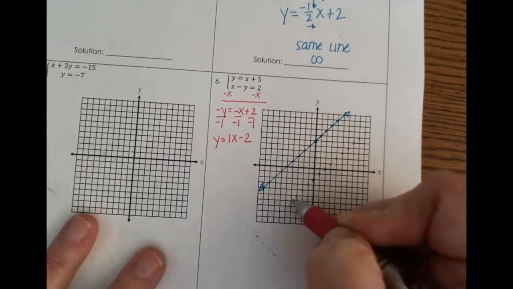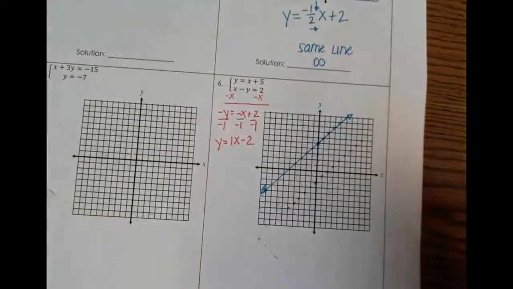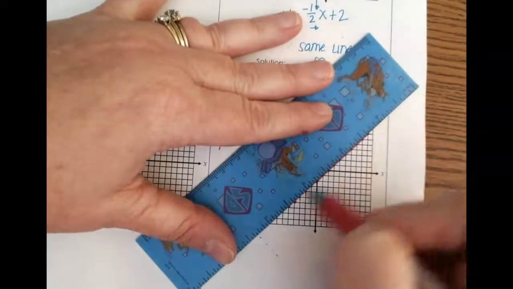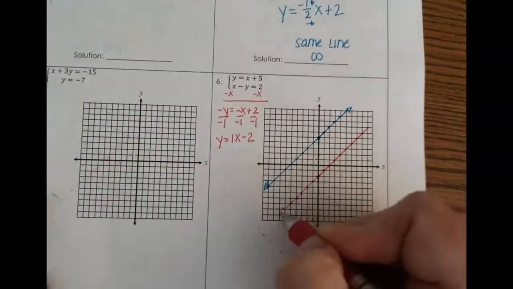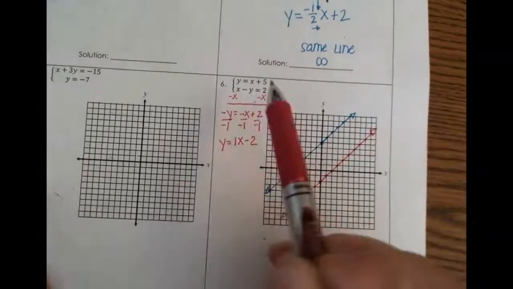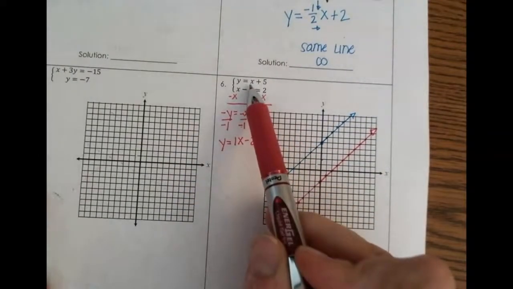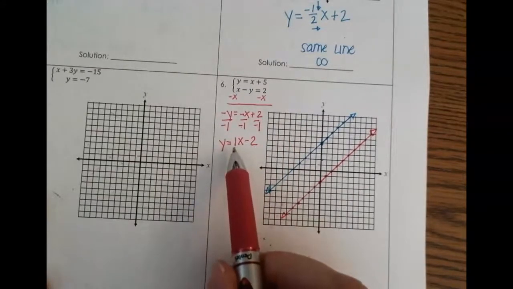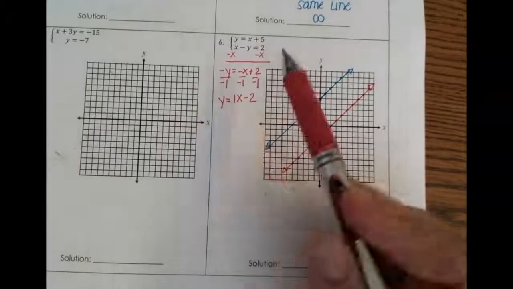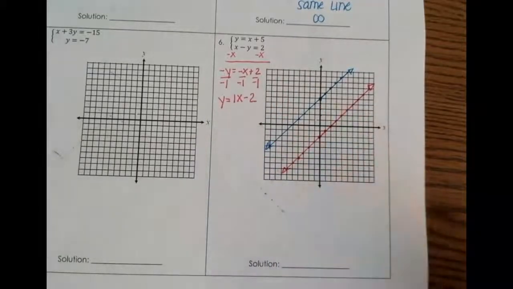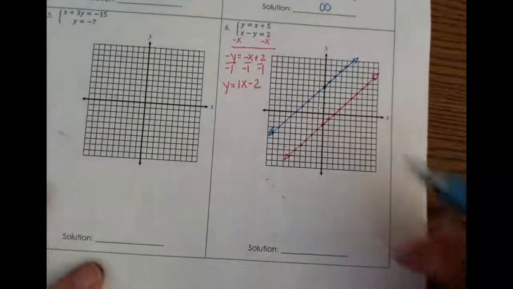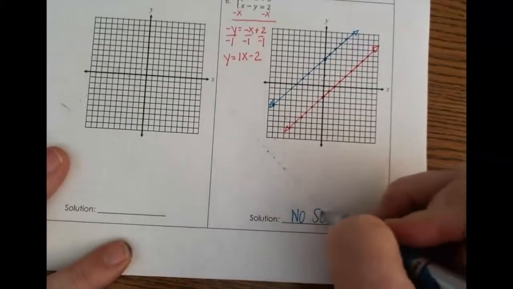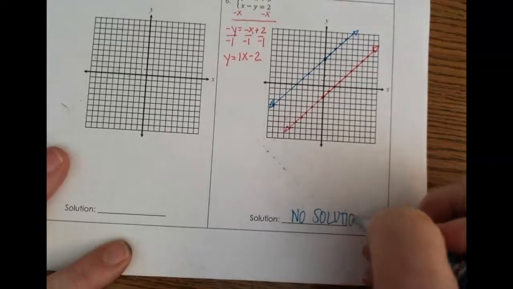So it looks like they don't cross, but here's what you have to verify. They look pretty parallel, but you need to take a look at their slope. This top equation has a slope of 1, and the bottom equation also has a slope of 1. Because they have the same slope, they are parallel, so they'll never cross. So they have no solutions because they share no points in common.